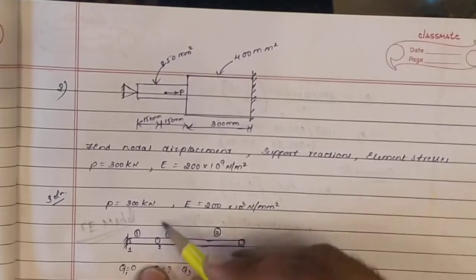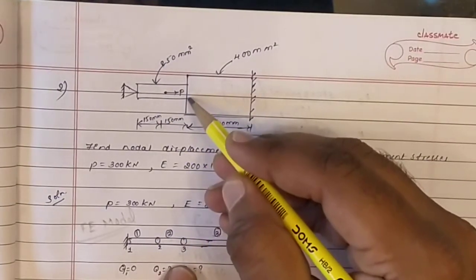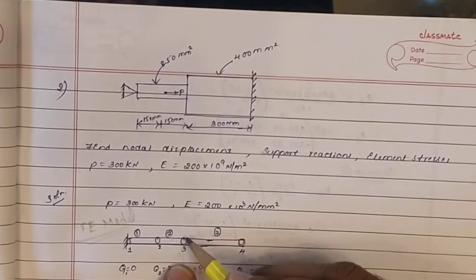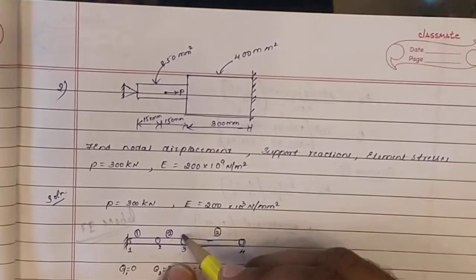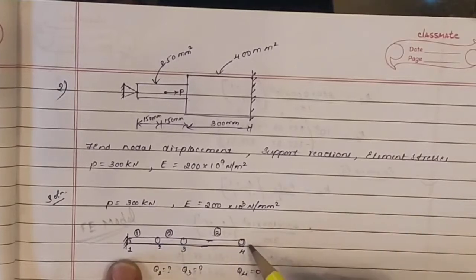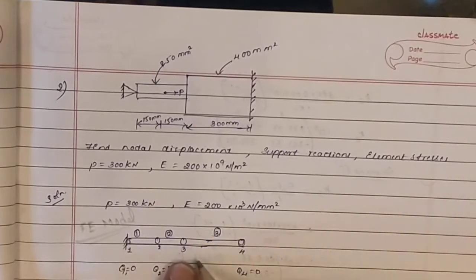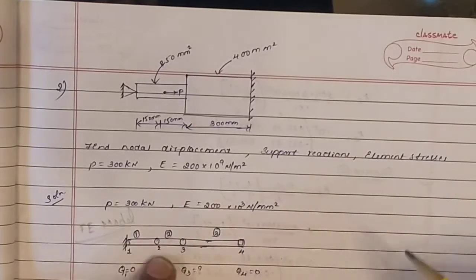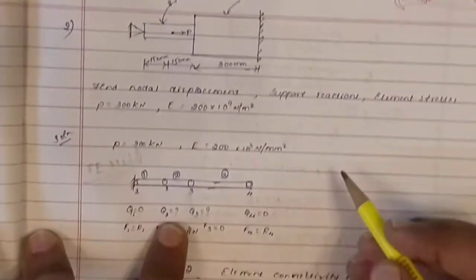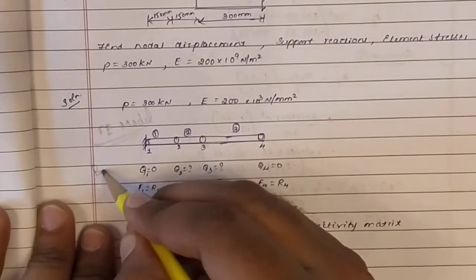So the second node is at this point, and wherever there is a change in the cross section, there has to be a node. So the third node is at this point, and wherever there is a fixed condition, there has to be a node. Okay, so there will be 4 nodes and 3 elements. Connect nodes 1 and 2, you get the first element, 2 and 3 you get the second element, 3 and 4 you get the third element.